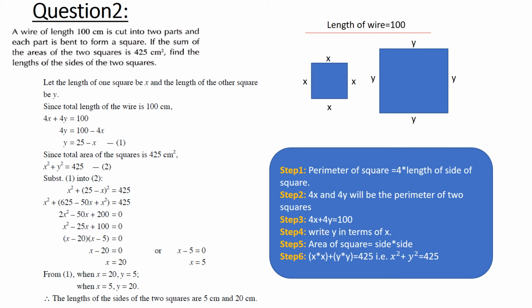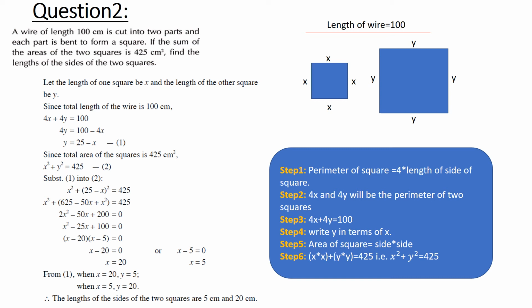Now in this question it is given that the length of the wire is 100 cm and it is cut into two parts, and from each part a square is formed. So let us suppose the length of the side of one square be x and the length of the side of the other square be y, as shown in the diagram. Now the wire will be used on the boundaries to make the squares. So we will discuss their perimeters now.